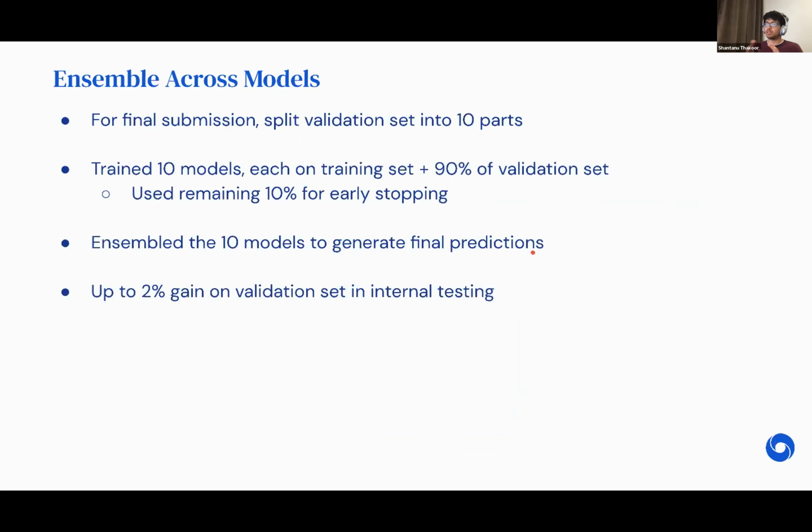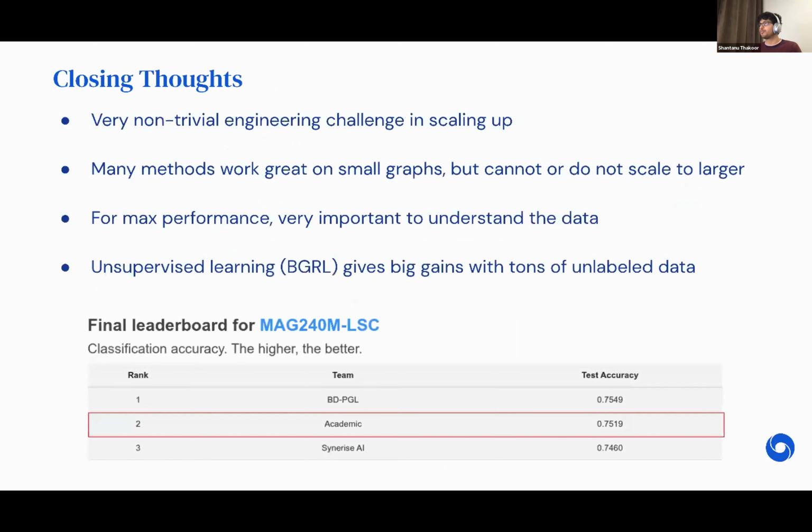And again, we also train on the validation set as well for a final submission. So we split it into 10 parts, train 10 models, each on the training set plus 90% of the validation, and use the other 10% for early stopping. And at the end, ensemble across these 10 models for the final predictions. And this gave around a 2% gain in our internal validation testing.